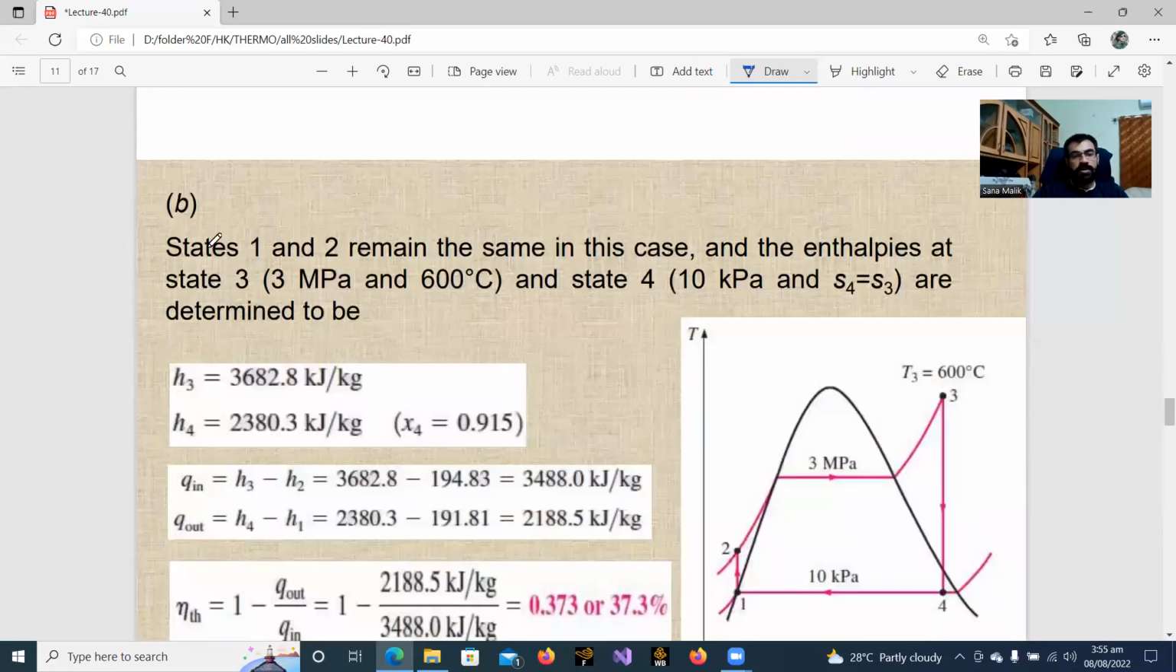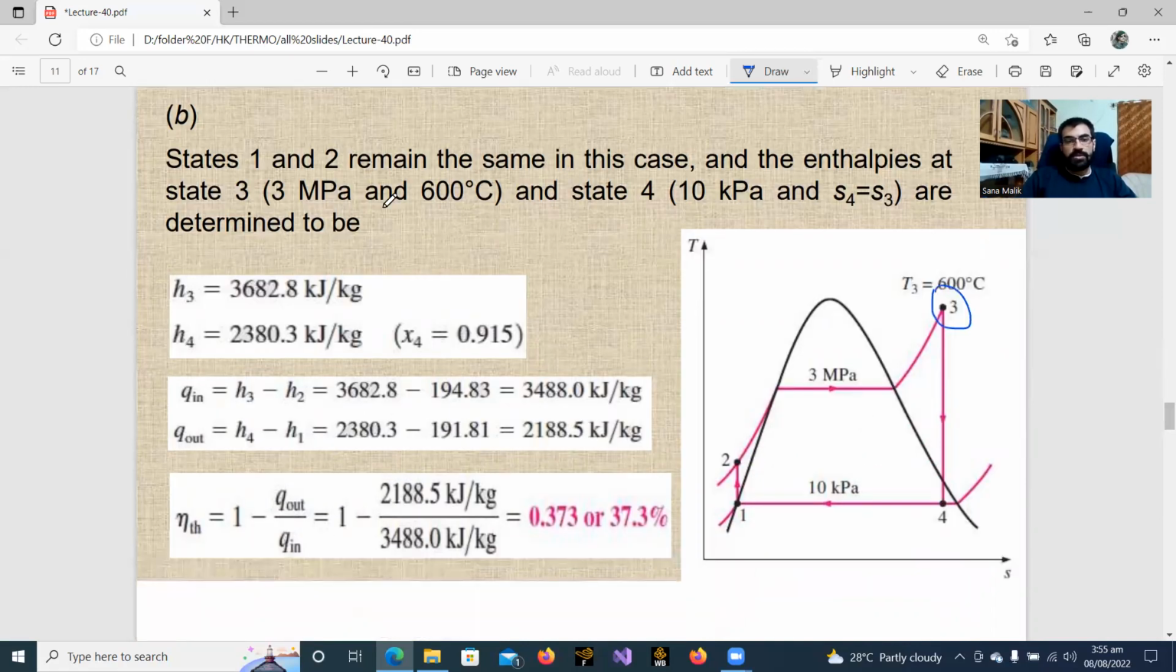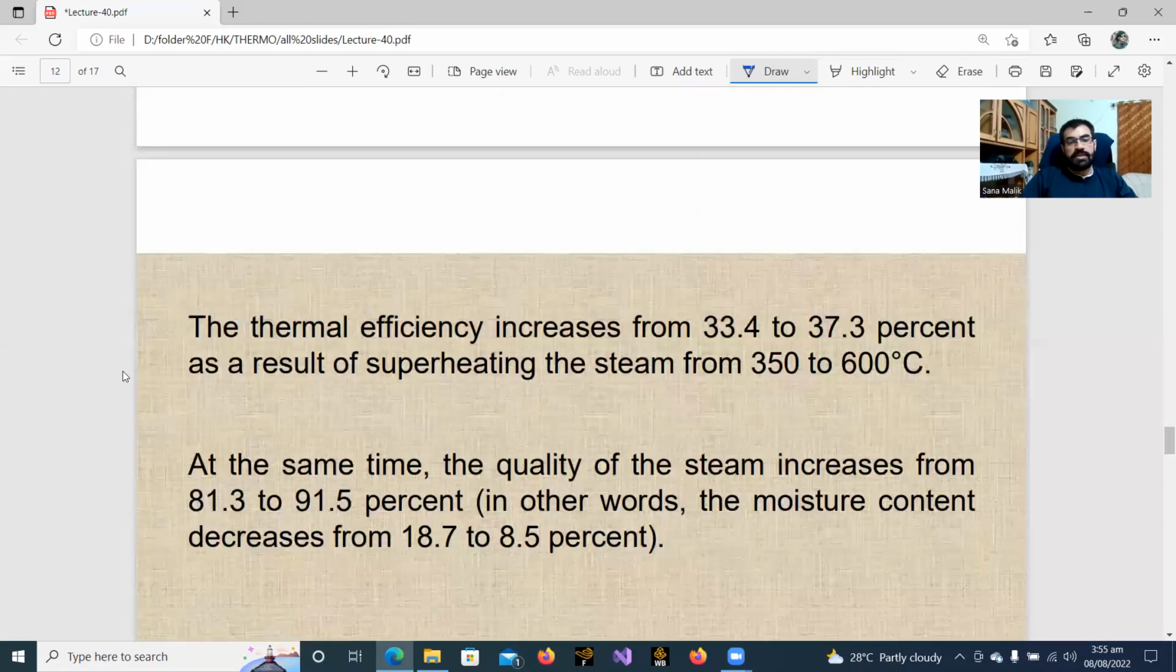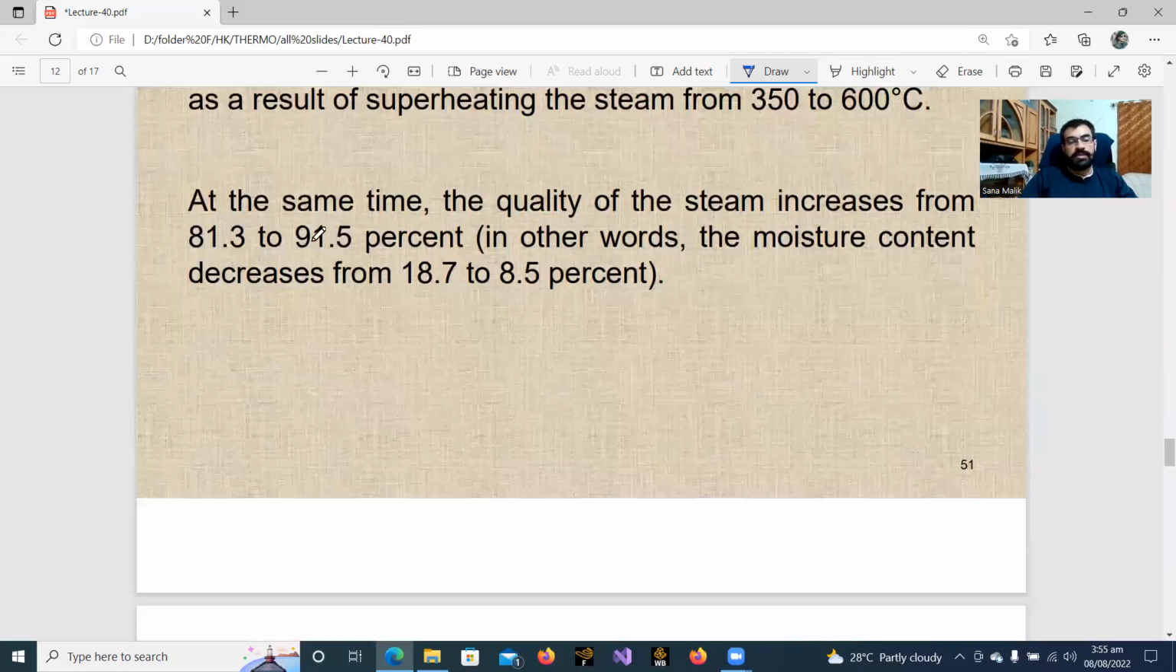In case B, it says that states 1 and 2 remain the same. Enthalpies, we have superheated it to 600 degrees centigrade. So we try to find these new enthalpies, H3 and H4. And X4, look, moisture content is decreased, as we know in superheating the moisture content decreases. So we again find Q in, Q out, efficiency. Efficiency has increased and the moisture content decreased.